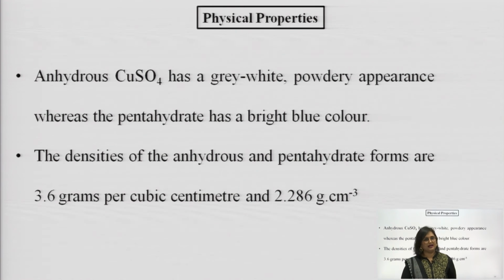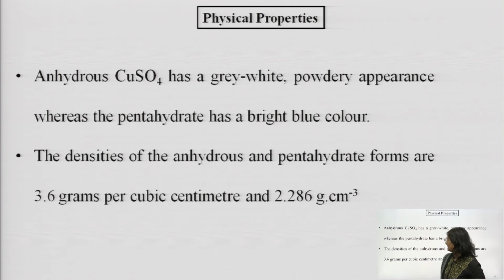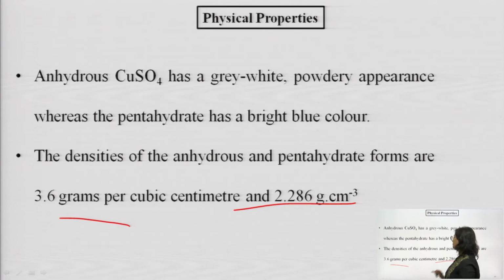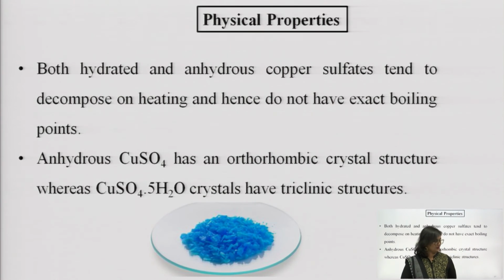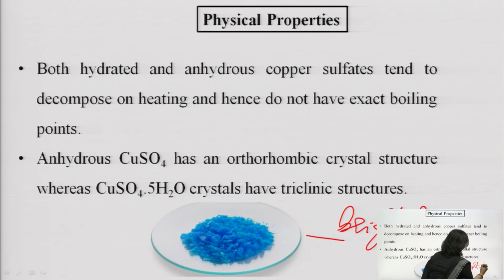The density of the anhydrous form is 3.6 grams per cubic centimeter, and the pentahydrate form density is 2.286 grams per cubic centimeter. Looking into the physical properties of copper sulphate, as we've just said, the pentahydrate form is bright blue in color.